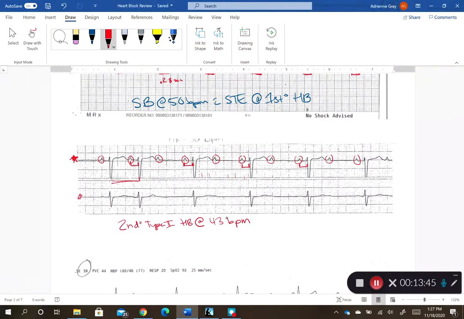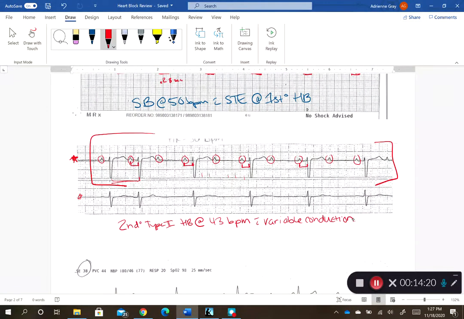Now for my second degree type 2s, I do need to put a conduction ratio, remember. Now if I was only looking at this section of the strip, I would call this a 2-to-1 conduction ratio. But because it does change in the whole strip, I have one where I only have one P wave for one QRS, it's going to be a variable conduction ratio. So we'll just write with variable. Variable conduction. Second degree type 2 heart block at 43 beats per minute with a variable conduction.